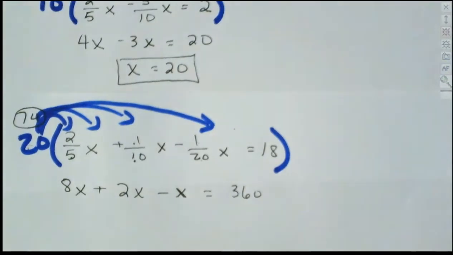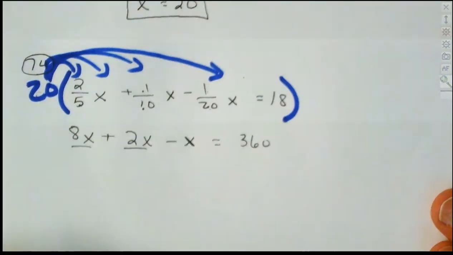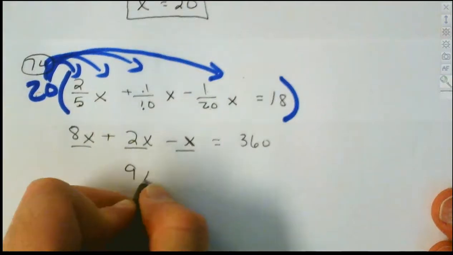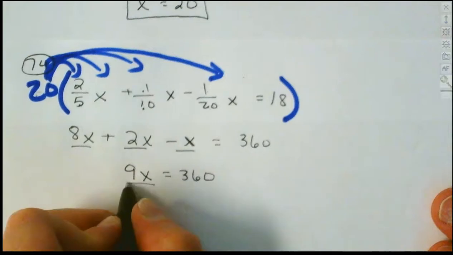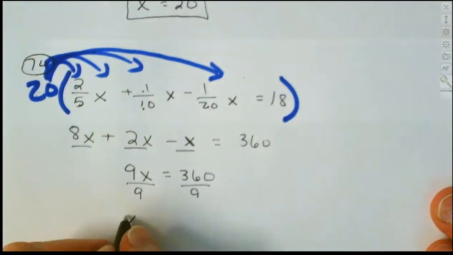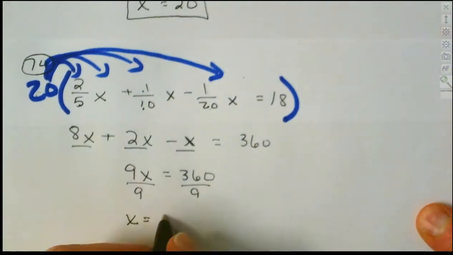Now what can we do? Now we can just simply combine. We've got an 8. 2 makes it 10. Minus 1 makes it 9x, and that equals 360. Divide that by 9 on both sides. And I believe that should be 40. But let me double check just to make sure I don't make a mistake. Yep, and it is 40.